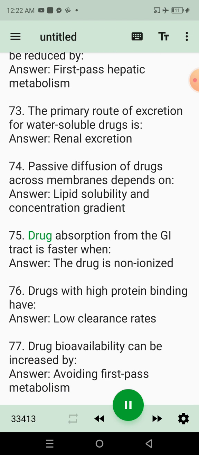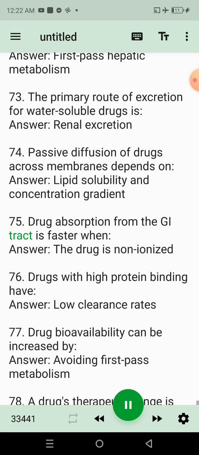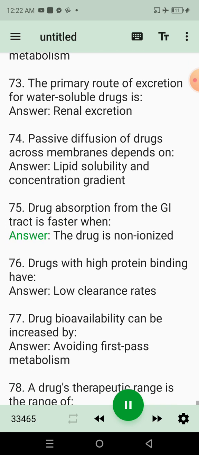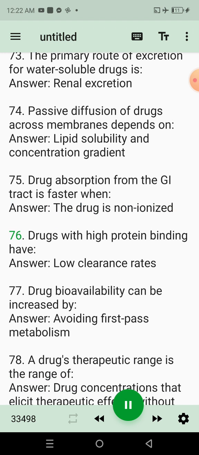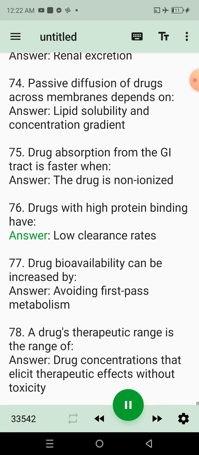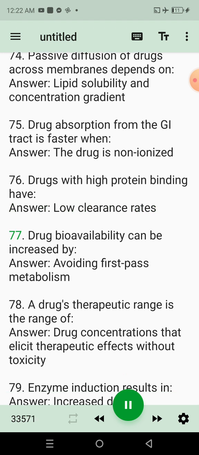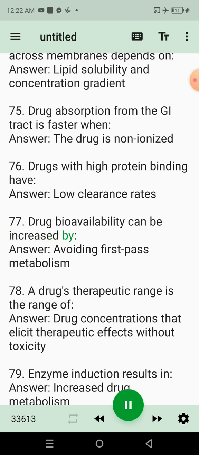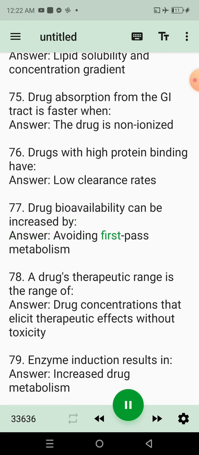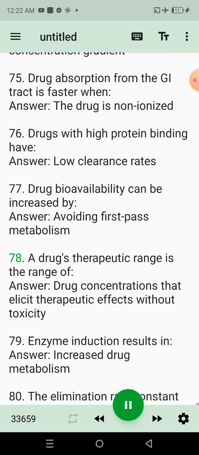75. Drug absorption from the GI tract is faster when? Answer: The drug is non-ionized. 76. Drugs with high protein binding have? Answer: Low clearance rates. 77. Drug bioavailability can be increased by? Answer: Avoiding first pass metabolism.